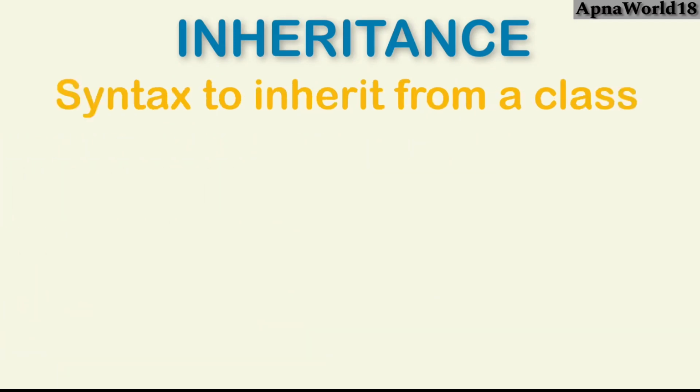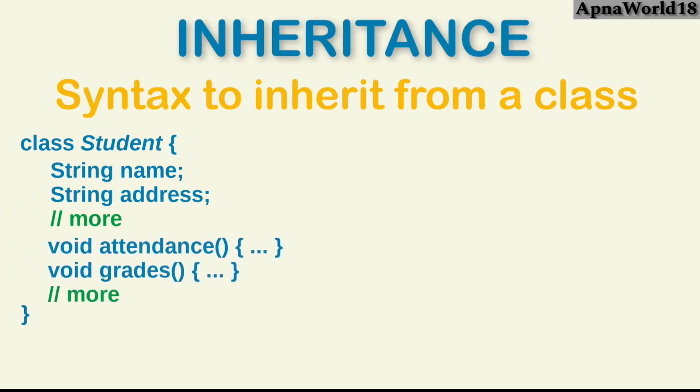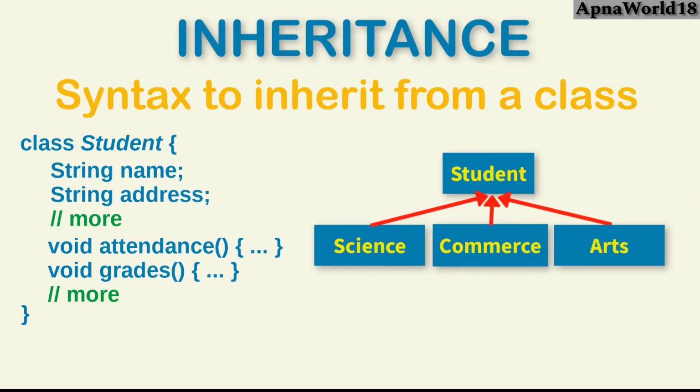Now let's see the syntax of how to implement inheritance by taking an actual class. Let's say we have a class student which has different attributes of student like name, address, date of birth, etc. And it has some methods or behaviors such as attendance, grades, etc. Now depending upon the subjects, there can be different derived classes like science student, commerce student, or art student.